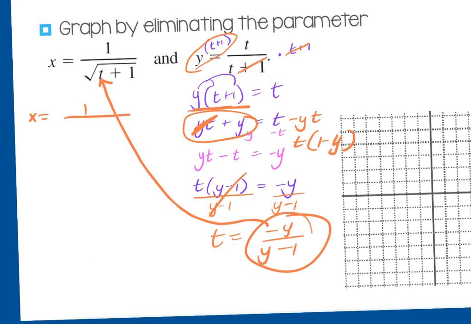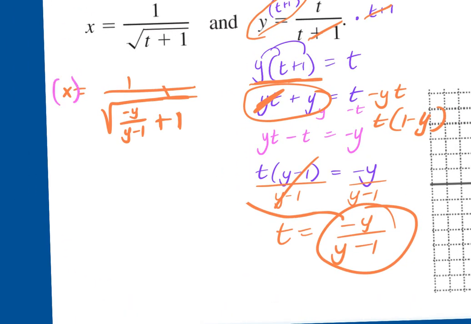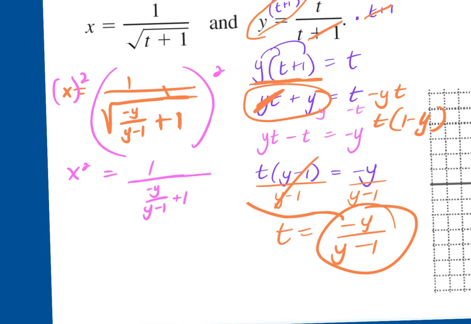Okay, so now that goes in the next one. X equals 1 over the square root of negative y over y minus 1 plus 1. Now, I would square it. Let me get rid of these so you can see it better. Square both sides. And I get x squared equals 1 squared, which is 1, over the square root of negative y over y minus 1 plus 1, squared. So it becomes negative y over y minus 1 plus 1. So I just eliminated the square root.